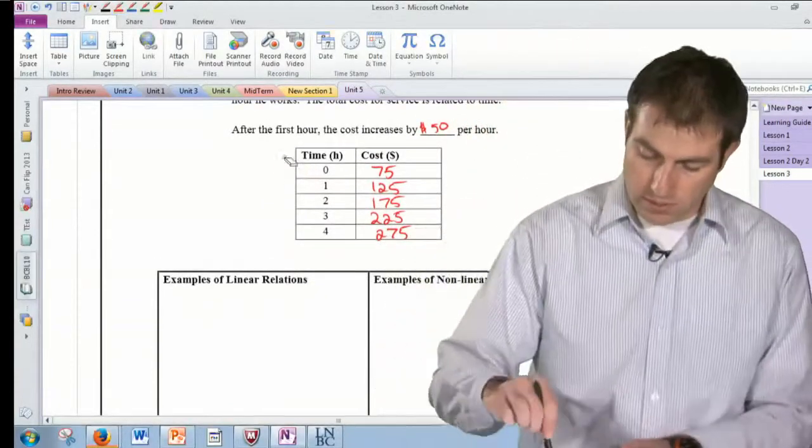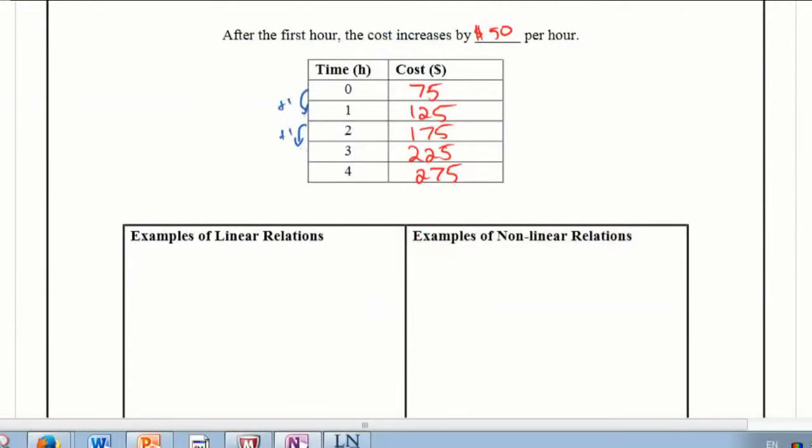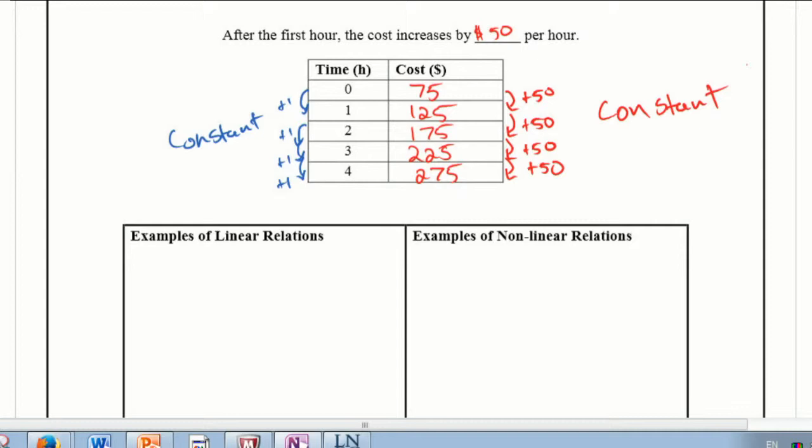All right, so is this constant? Is this linear? If I look down this left side, I'm adding one, I'm adding one. Each step here, I'm adding one. So on this side, I'm constant. On the other side, what am I doing each step? Even though I started at 75, I'm adding 50. And then I'm adding 50 again. And then I'm adding 50 again. And then you guessed it, I'm adding 50 again. So this is constant. So is this a linear function? I'm going to use my three dots again. Therefore, this is linear. My dependent variable and independent variable both increase at a constant rate.